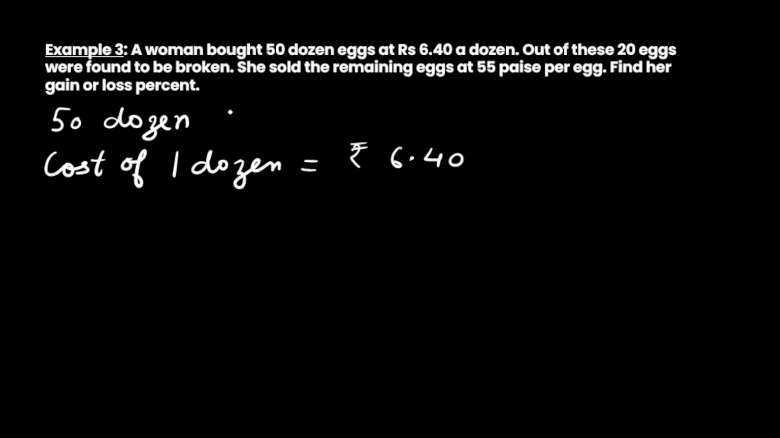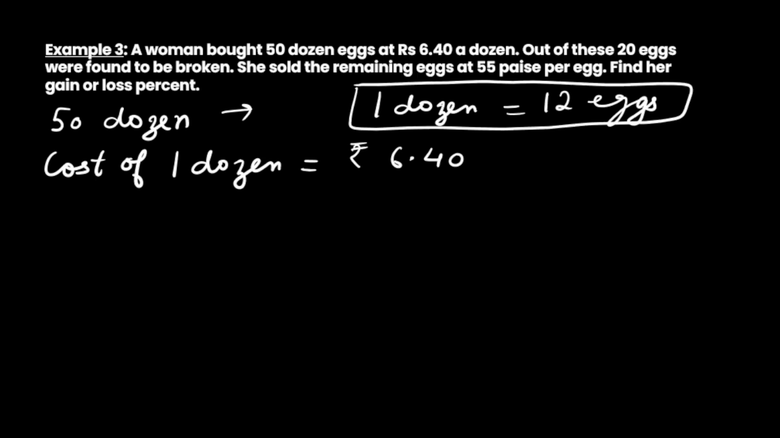So that means we should have the number of eggs also. If 50 dozen eggs are there, we can find it, because in one dozen we know 12 eggs are there. So you can make a note. Then she sold the remaining eggs, and the selling price is also given to us, per egg. Selling price of one egg is equal to 55 paise.